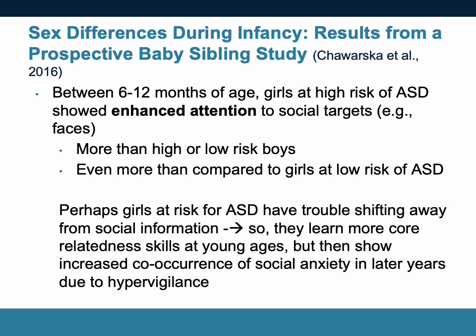Well, during infancy, we'll basically go chronologically here, we have some evidence from some cognitive neuroscience protocols that between the ages of 6 and 12 months of age, girls are showing a particular risk for ASD when they show too much attention to social targets. In other words, they have an increased problem looking away from stimuli. And that fixation could be associated with increasing co-occurrence of social anxiety in later years.